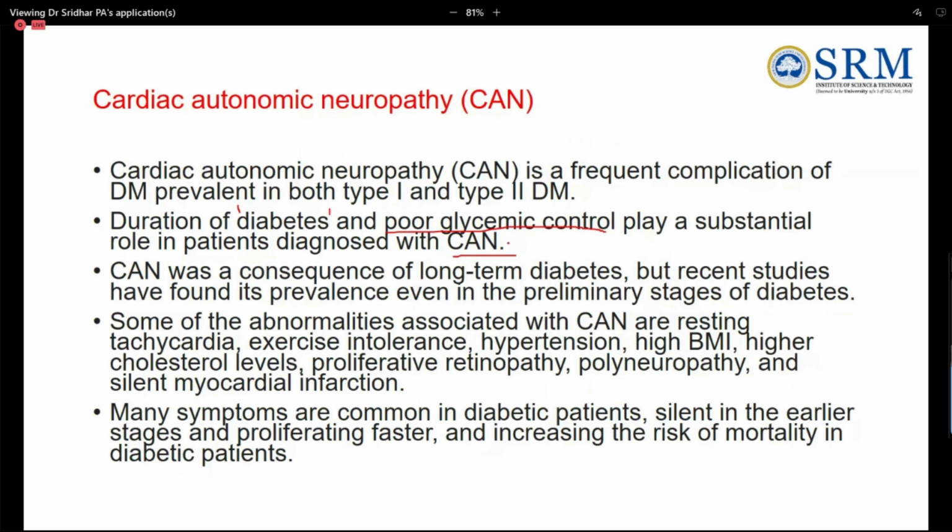Since it is related to cardiac autonomic neuropathy, which is heart related, now with the ECG, can I diagnose it early, or see the symptoms in the ECG, or take the parameters in the ECG before the condition? This is the work we have done recently. Many symptoms can be seen in diabetic patients, and it is very silent in the early stage, and suddenly it starts to proliferate faster, increasing the risk of mortality in diabetic patients. That is the reason we want to identify it in the early stages itself.